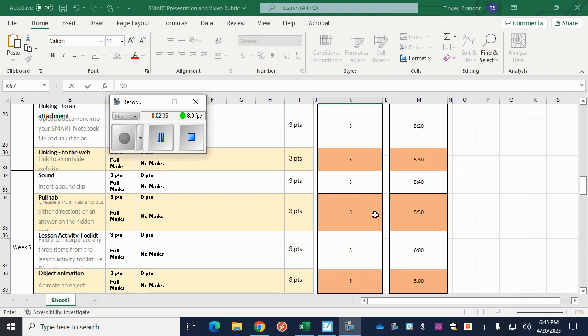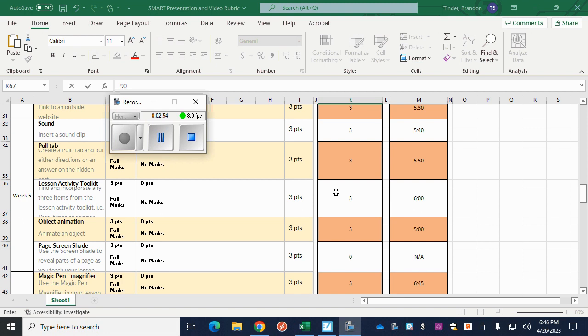The pull tab was done at 5:50. That was on slide 11. The students could pull a tab that was revealing information of some kind. That was the reminder of a squared plus b squared equals c squared. That also took care of one of the activity toolkit pieces. The other two were done with the chess pieces. Both of those were from the lesson activity toolkit, as was the pull tab I used. So there's the 3 points there. That was 6 minutes. That was for the chess activities.